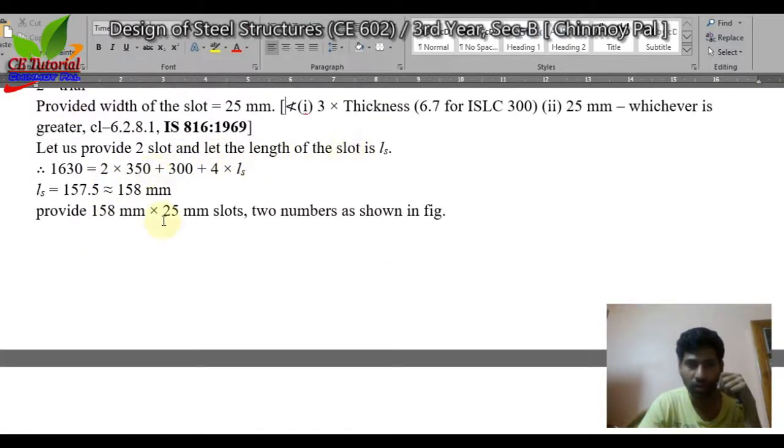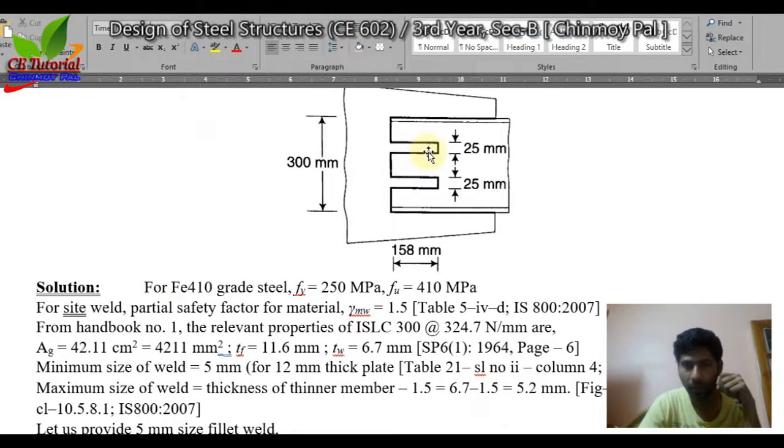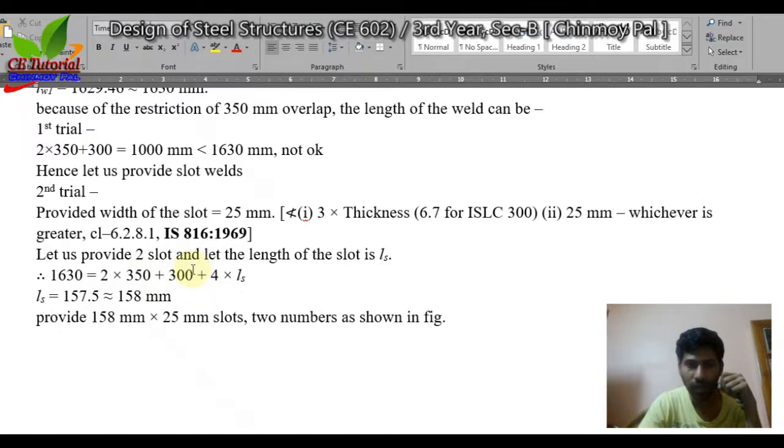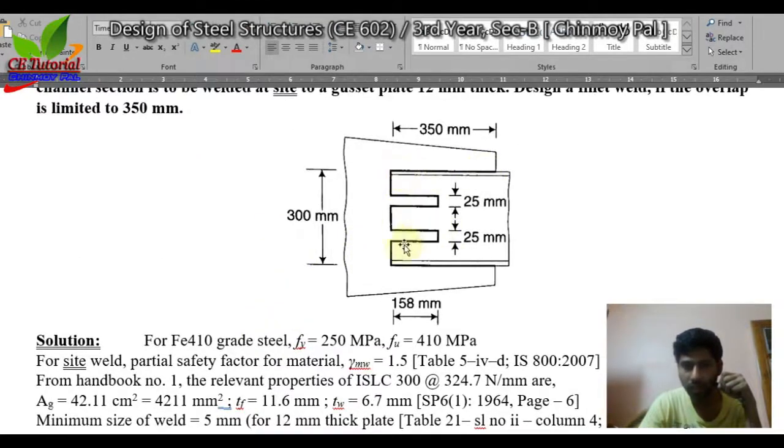Let us provide 2 slots. If we provide 2 slots here, then total length 1630 is equal to 2 into 350 plus 300 plus 4 into LS. 2 into 350 means this 350 and this 350. Why plus 300? Because this total distance is 300. We are actually providing total 300 millimeter, that is this length plus this length plus this length plus this length plus this length. So total vertical length is 300.